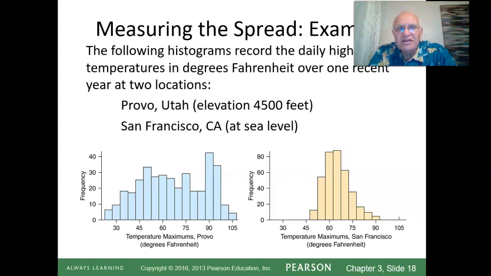As such, the measure of typical value, the center of the data, will not be that different in Provo and San Francisco. That's maybe a surprise to some people. Those that know these two cities probably understand that Provo seems a lot colder, and it is in the winter, but it also gets hotter in the summer than it does in San Francisco.